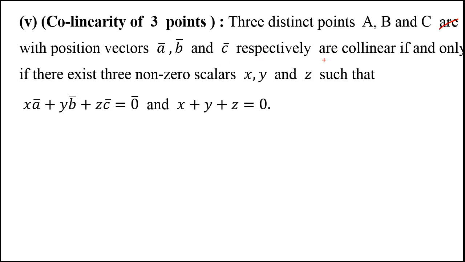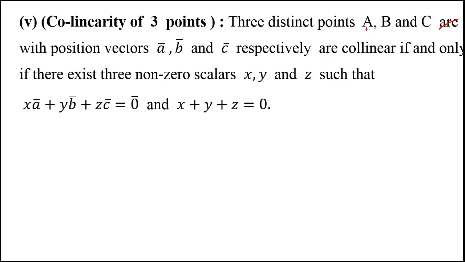respectively are collinear if and only if there exist 3 non-zero scalars x, y, z such that x a bar plus y b bar plus z c bar is equal to 0 bar and x plus y plus z is equal to 0. So let me explain this theorem, this statement.